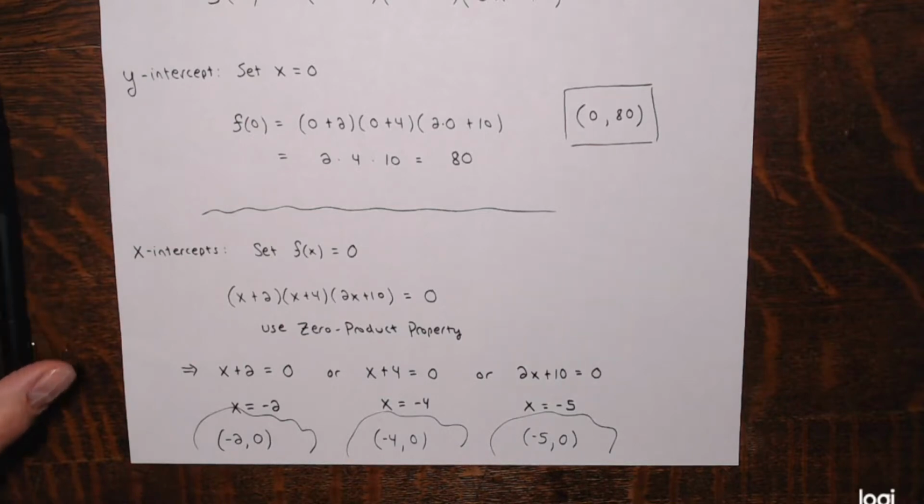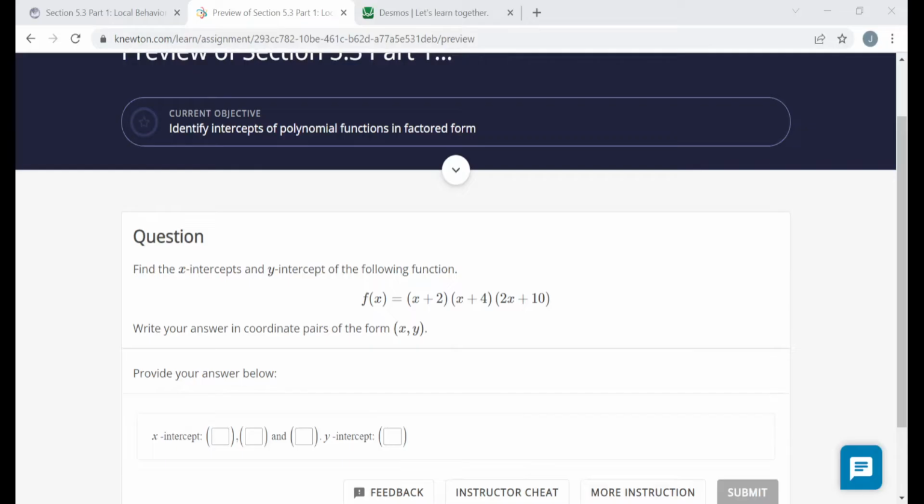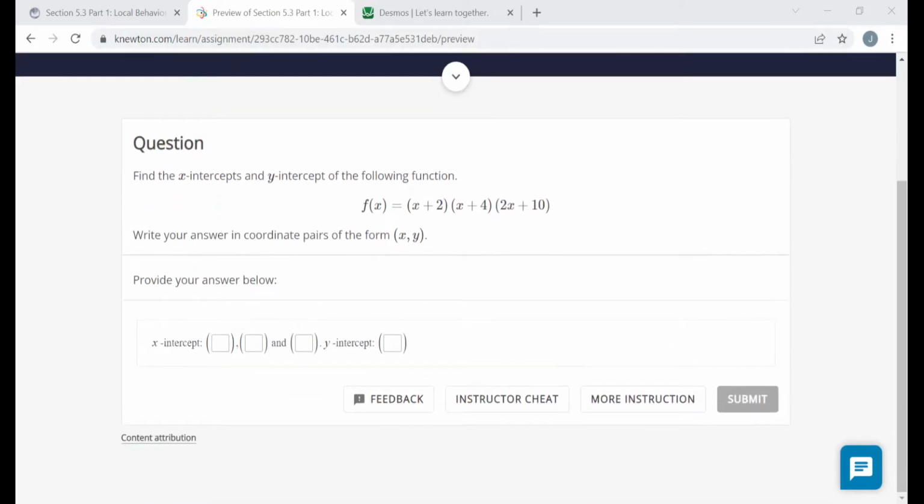And then, like I said, you've done this stuff before with the zero product property and whatnot, finding intercepts of graphs. So this shouldn't be too terribly difficult, especially if the polynomial is given to you factored already.